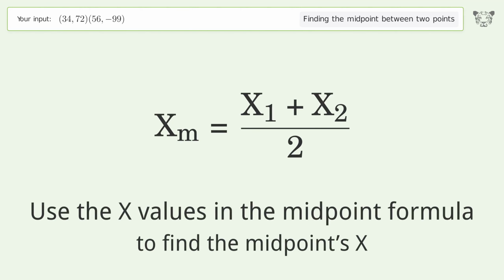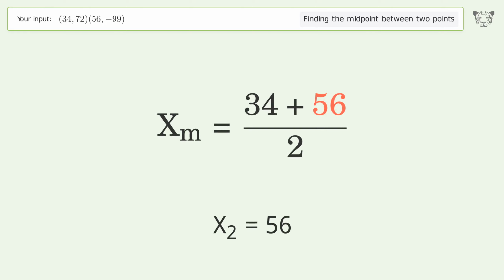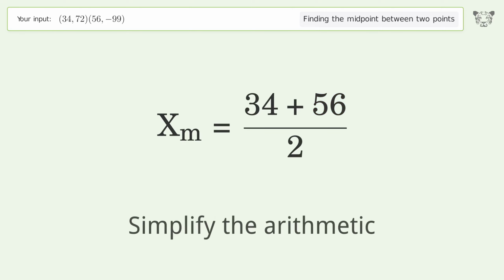Use the x values in the midpoint formula to find the midpoint's x. x1 equals 34. x2 equals 56. Simplify the arithmetic.